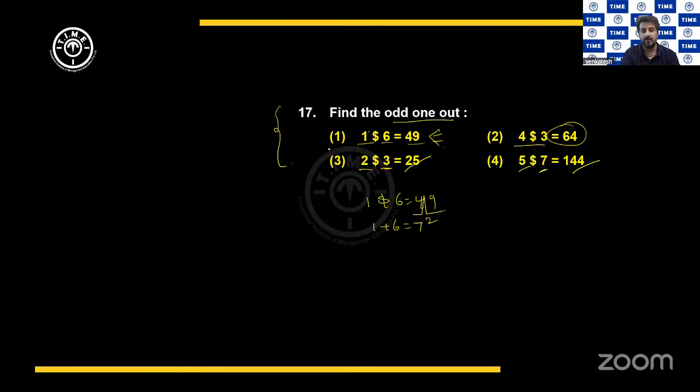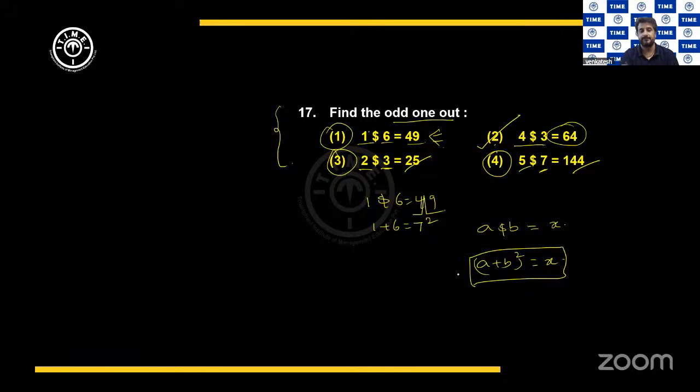All options, first, third, and fourth, are following the similar logic except 2. So 2 is the odd one. If it is given $A.B, it is X. So X is A plus B whole square. This is the formula for that question. Let's see the next question.